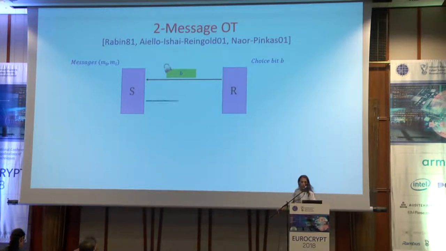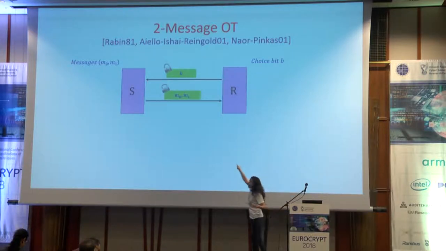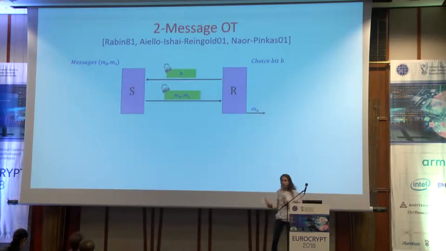And he gets back a message that depends on his message and an M0, M1. And from these two messages, it's only two messages, he can recover the message he wants, which is M sub B. And here's the security guarantees.